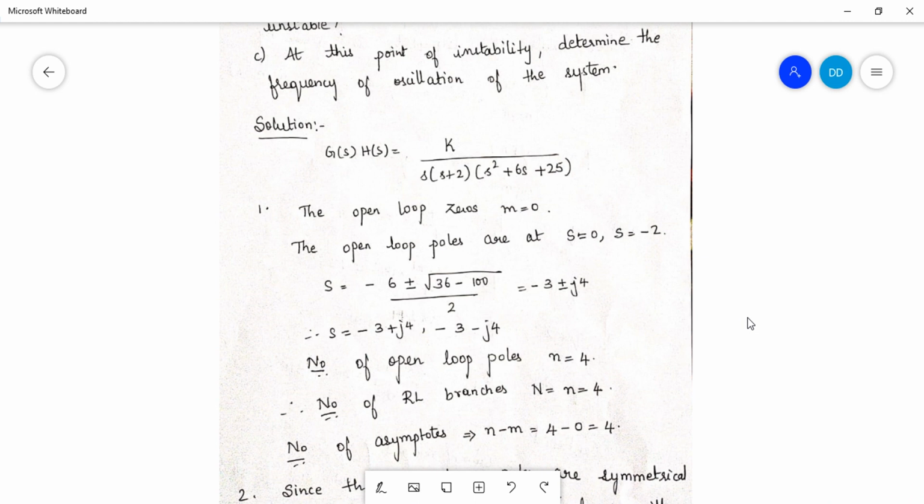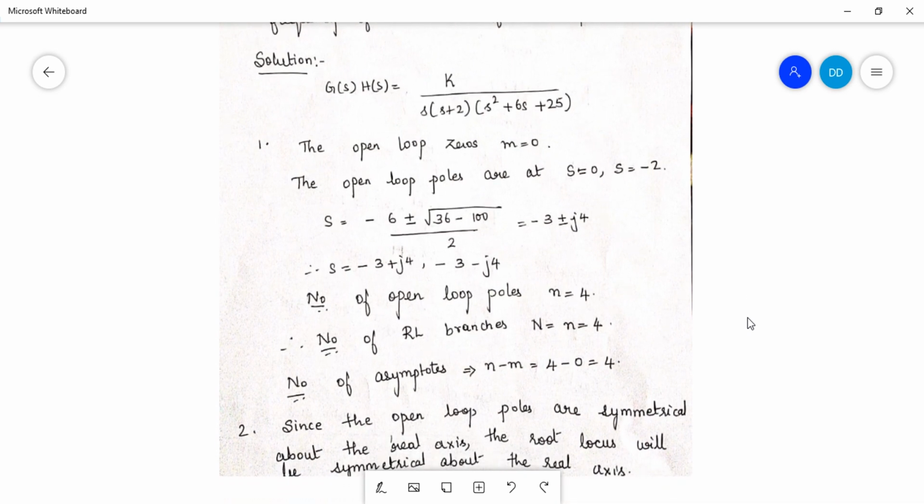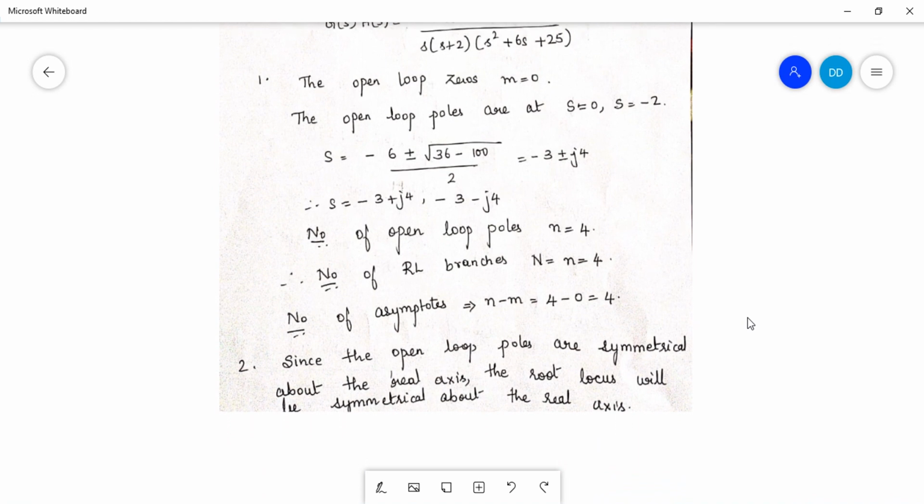Then, what is the number of asymptotes? The number of asymptotes is given by the number of poles minus the number of zeros, which is again equal to 4. Since the open loop poles are symmetrical about the real axis, the root locus will be symmetrical about the real axis. That means you get the mirror image. Next, the third one is we need to find the point at which the branch starts and at which it is going to terminate.